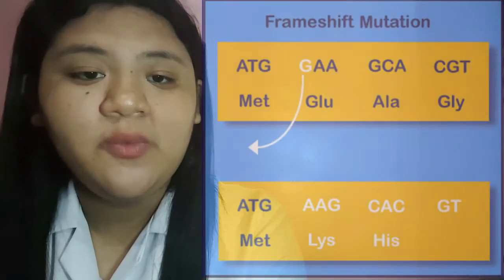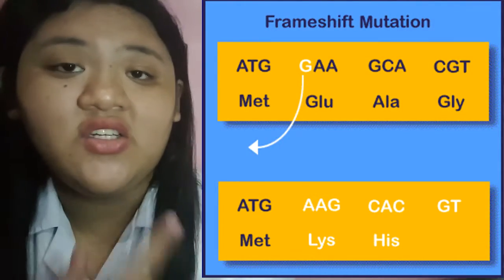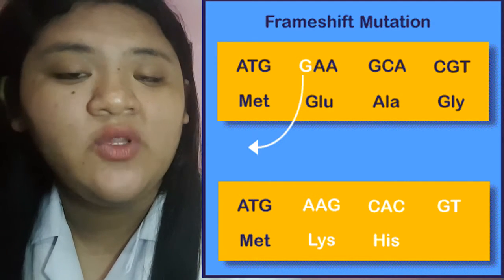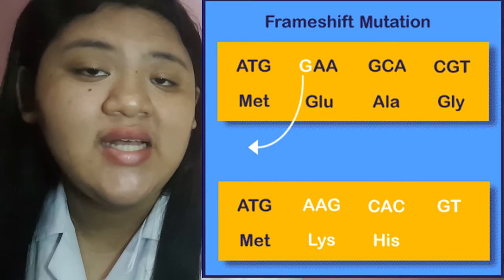For example, for the group of codons ATG, GAA, GCA, and CTG, the protein that's encoded would be methionine, glutamic acid, alanine, and glycine. But then, in the second codon, the first letter is deleted. The resulting DNA would be ATG, AAC, CAC, and GT. So the protein that would be encoded would be methionine, lysine, histidine, and question mark.